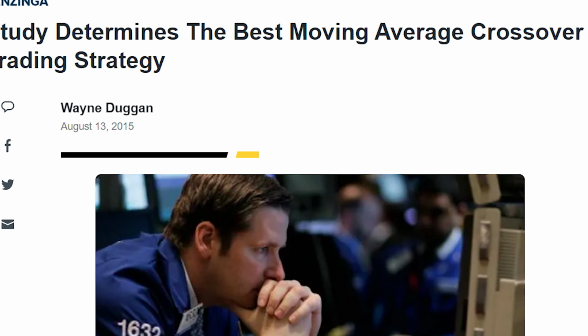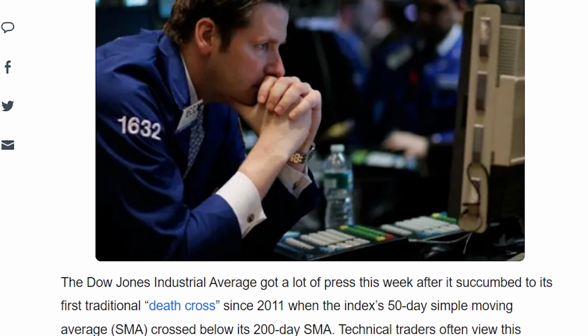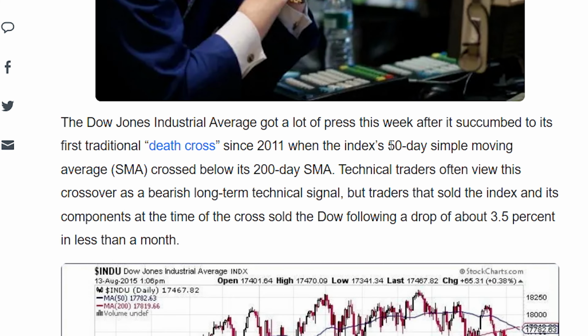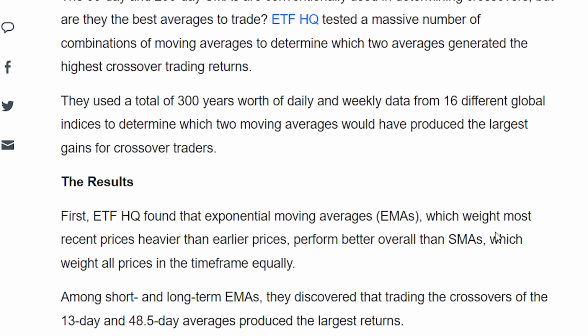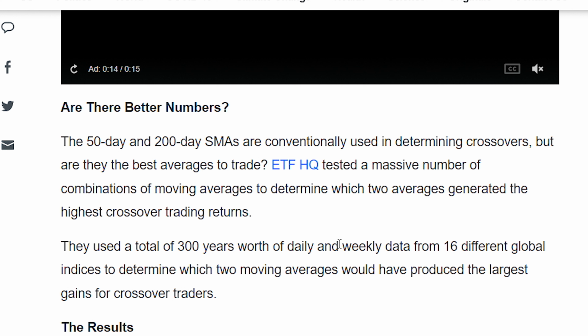Before we get into it, I want to share with you an article, and this is coming from Yahoo News. Study determines the best moving average crossover trading strategy. Now, I'm not going to bore you with the golden crosses of the 50 and the 200-day simple moving average. What I want to highlight is what they found, and what they found is rather impressive.